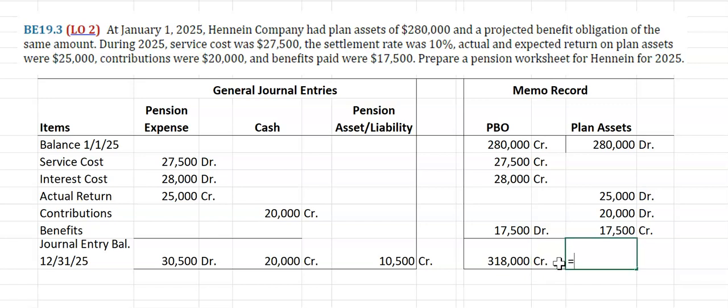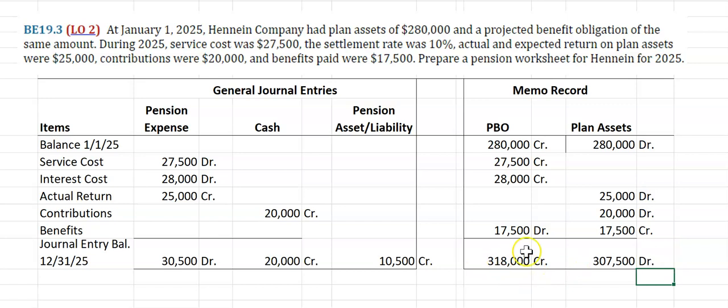We'll do the same for plan assets. It should be a debit balance, so beginning balance 280,000. Then we added here 25,000 because of the return. Then we added 20,000 because of the contribution. Then we subtracted 17,500 that was paid as benefits. So we added all debits, we subtracted credits, and it gives us the balance 307,500. Now this is a debit balance.